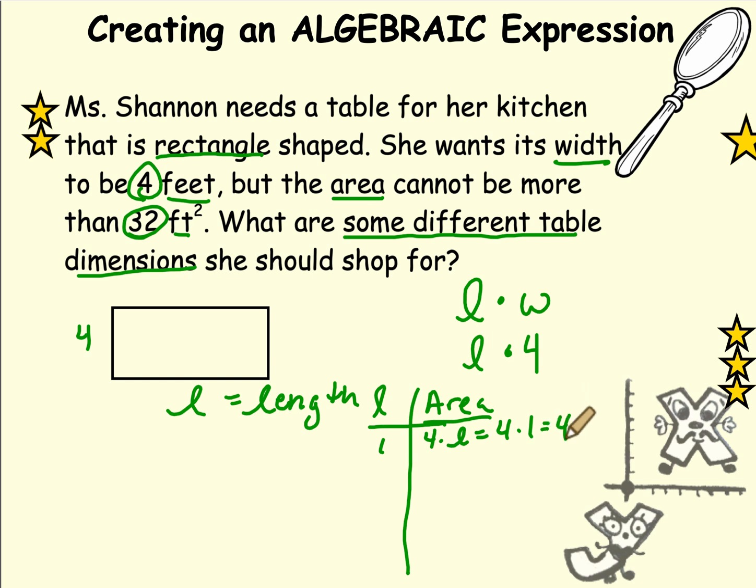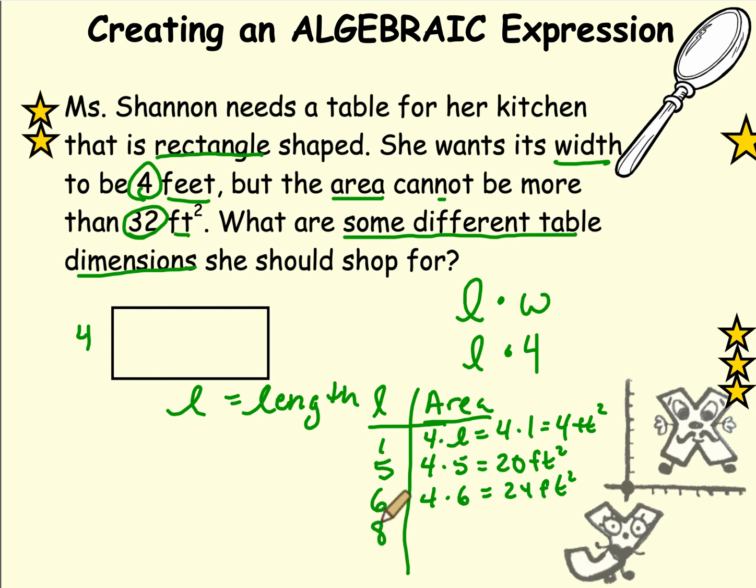A really small table. If we chose a table that was 5 feet long, 4 times 5 would give us 20 square feet, which is a pretty big table. Say we chose one that was 6 feet. 4 times 6 is 24. So it's still meeting our criteria because it cannot be more than 32 square feet.